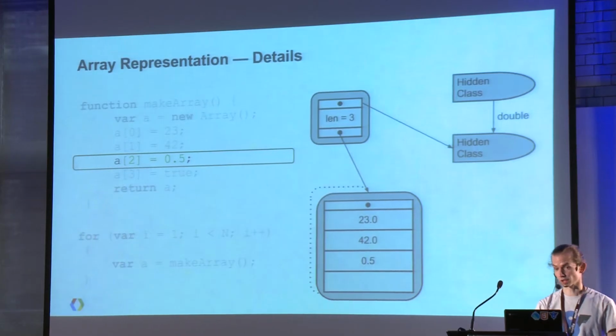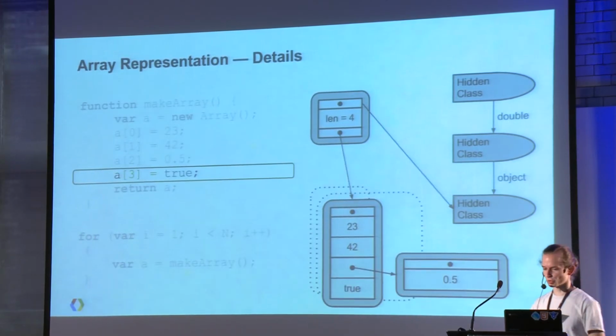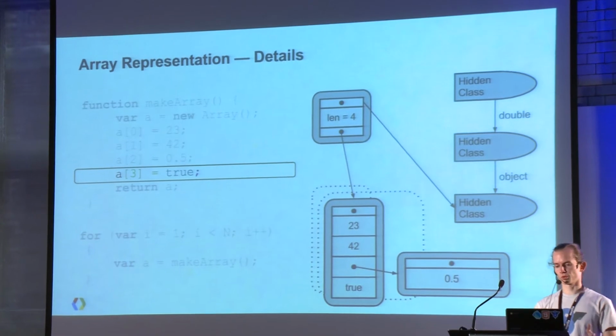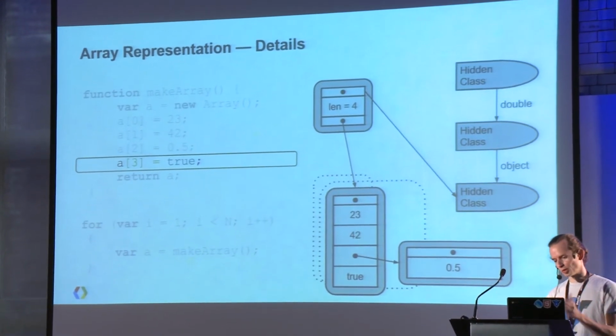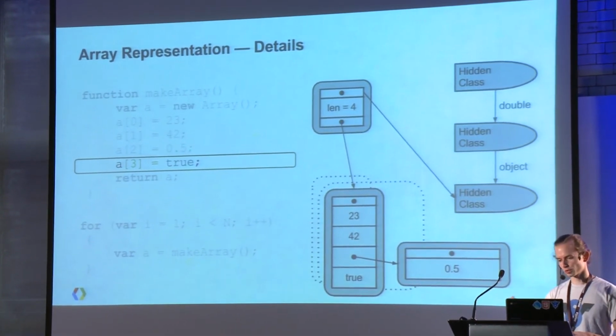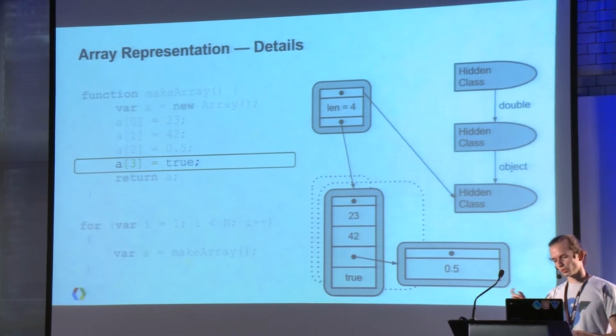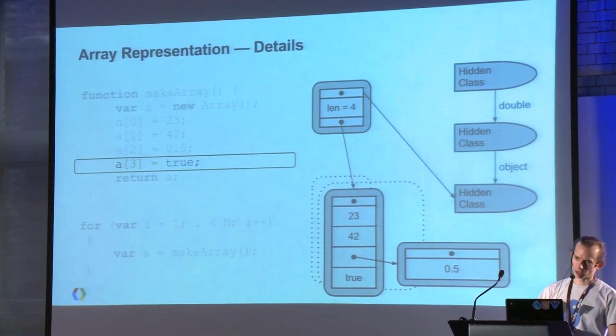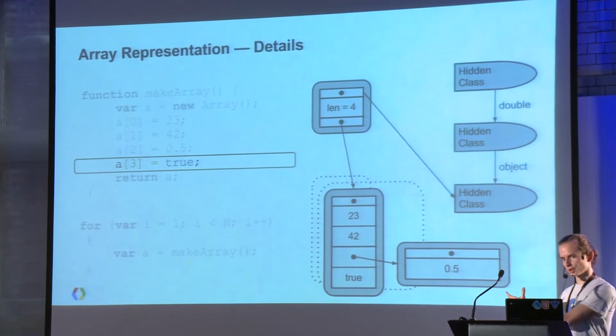And now we add an object. Ah, damn, we screwed up. We have to go back to the 32-bit representation to be able to store the pointer to the true value, convert the 23 and 42 back again into an integer representation, and box the double into a 64-bit box.